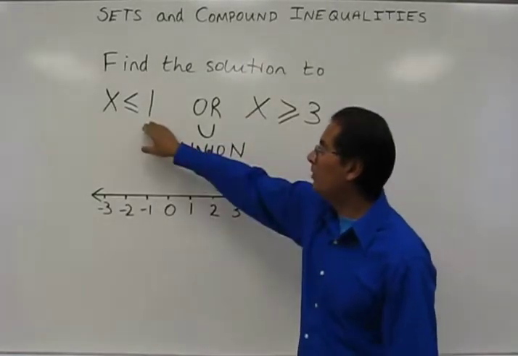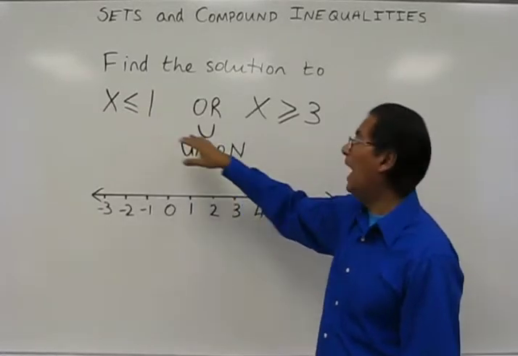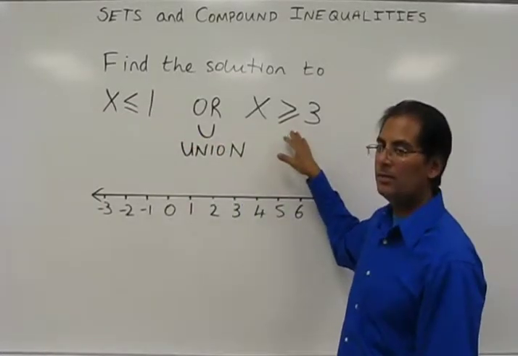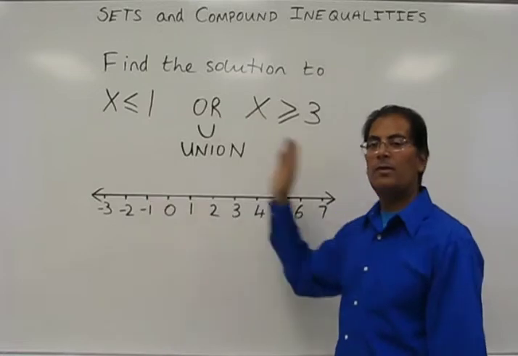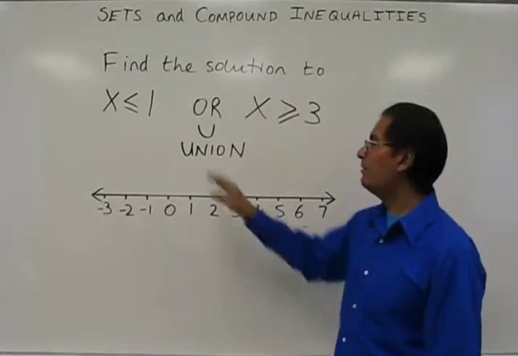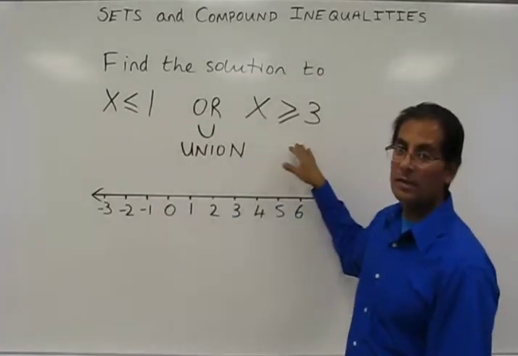You can't have both. You can't be less than or equal to 1 and greater than or equal to 3. Think about that. How could you be less than 1 and greater than or equal to 3? But you can have one or the other.